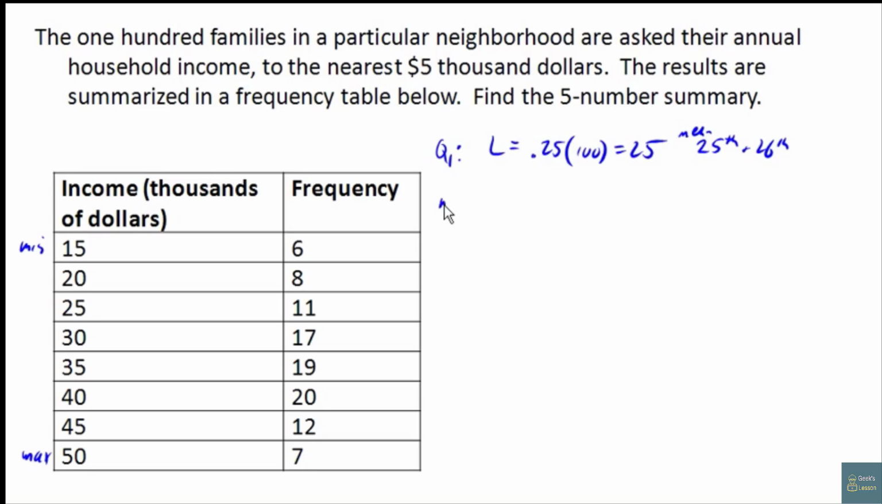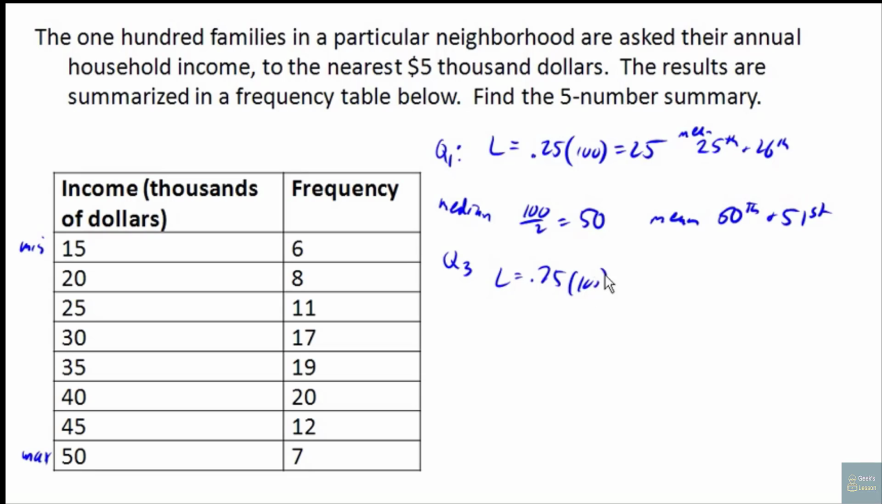For our median, and I think we've done this one before, but that's okay. For our median, right, we find half of our data values. Notice it's really the same as multiplying by 0.5 there. We come up with 50, which is a whole number, so we need the mean of the 50th and 51st data values. And then for quartile 3, it's going to come out to be 75, and so we need the mean of the 75th and 76th data values.